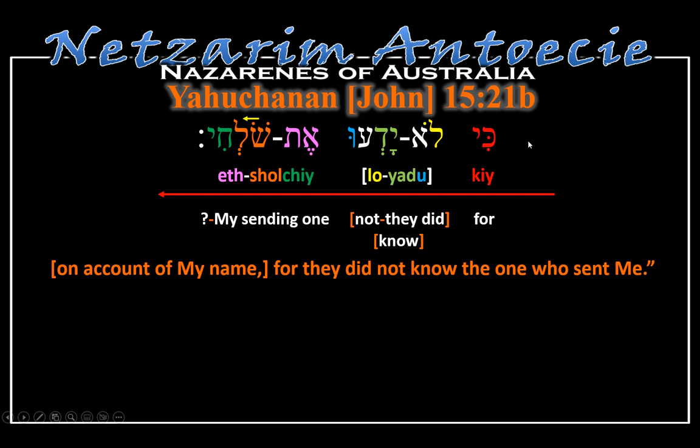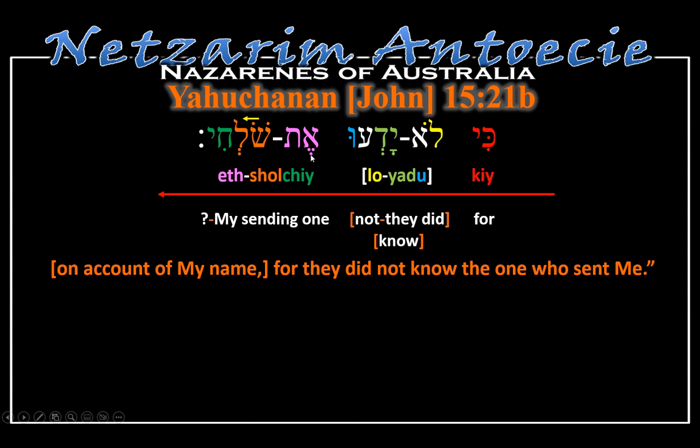And then we have part B of 21, which is a kaf, a yod, lamed, aleph, yod, dalet, ayin, vav, aleph, tav. And this is a funny one. Shin, it is. Lamed, chet, yod. This is actually a vowel marking. It's not the normal marking to tell you whether it's a shin. So we have ki, for, lo, not, yadu, they did know.